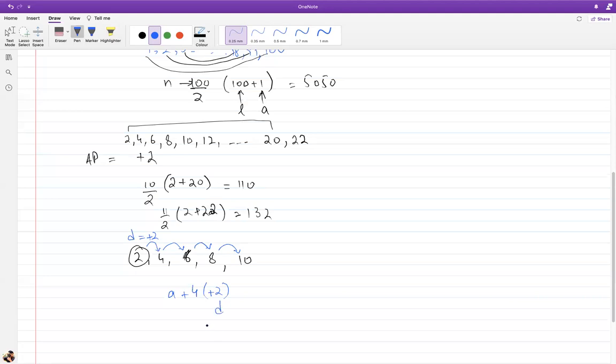So my last number 10 is basically the first number plus 4 times the difference. But why 4? How many terms do I have in total? Sir, we have 5 terms. 5 terms. So out of the 5, you are already standing on the first one, and you want to get here. So how many jumps will you have to make? 1 less than how many terms you have. And the starting point is this. So this will give you the last term.